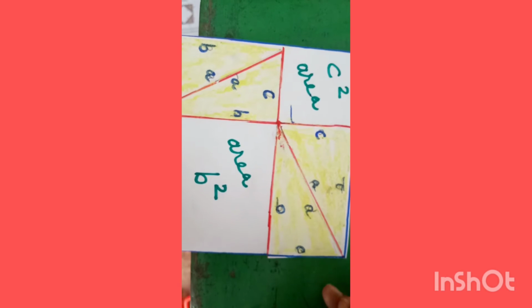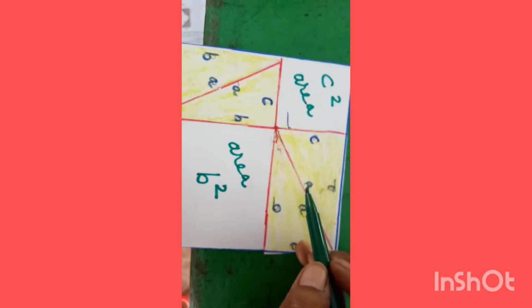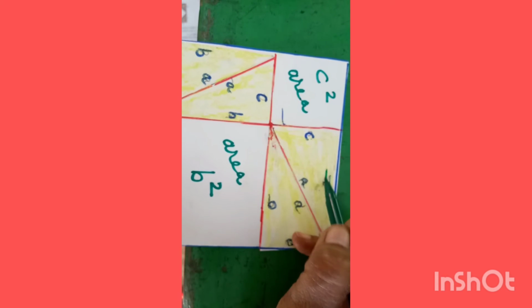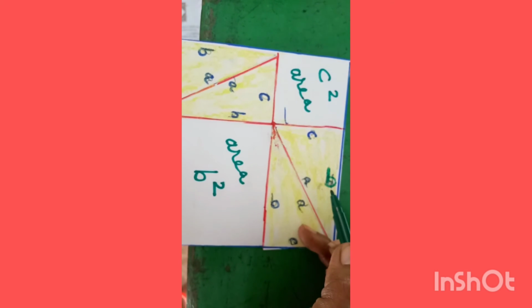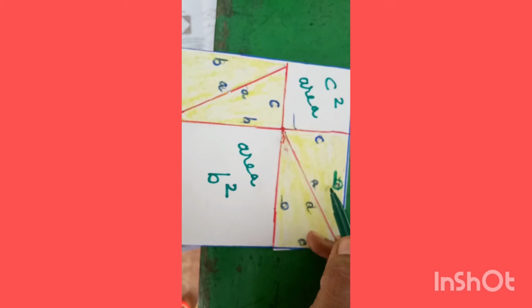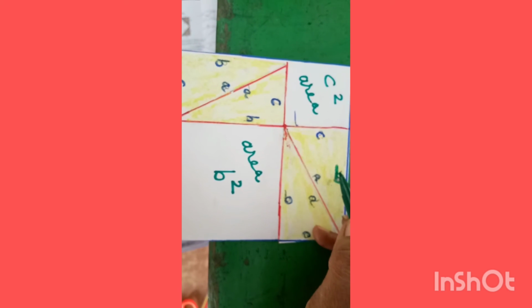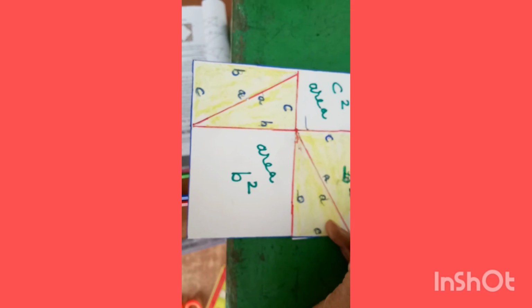By mistake I have written over here D, but it is B. Sorry for the mistake. In place of B I have written D by mistake. So you have to consider this as length B. Okay. Thank you.